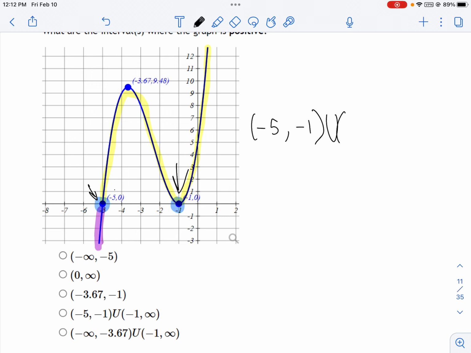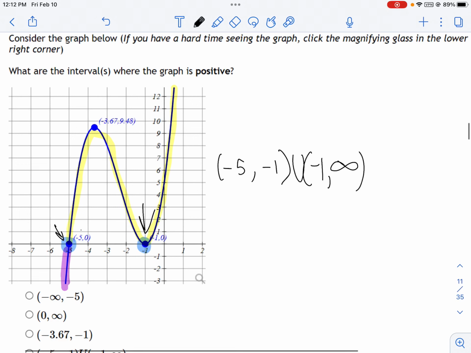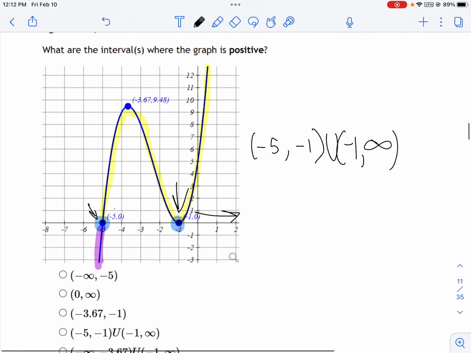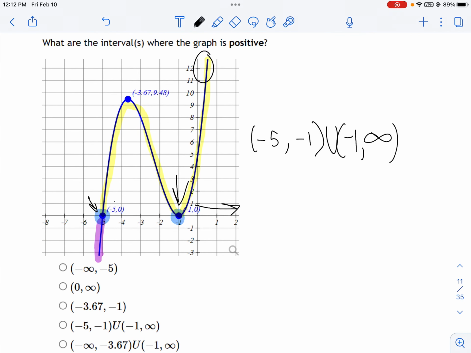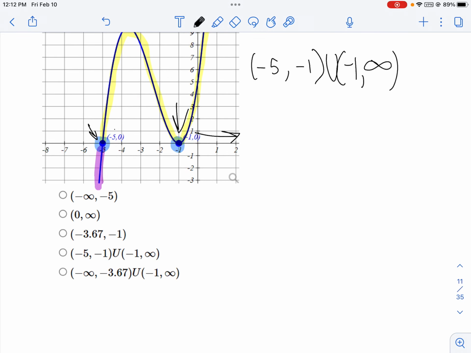So then you jump right over just that -1, because as soon as we get past -1 on the x's, we're going to continue back into the positive region forever, so up into infinity. And we're not writing infinity just because the graph itself is going up. We're writing infinity because we're going to the right forever on the x's. Yes, the graph is going up a lot faster than it's going to the right, but it is going to the right nonetheless. And that interval right there would be your answer.